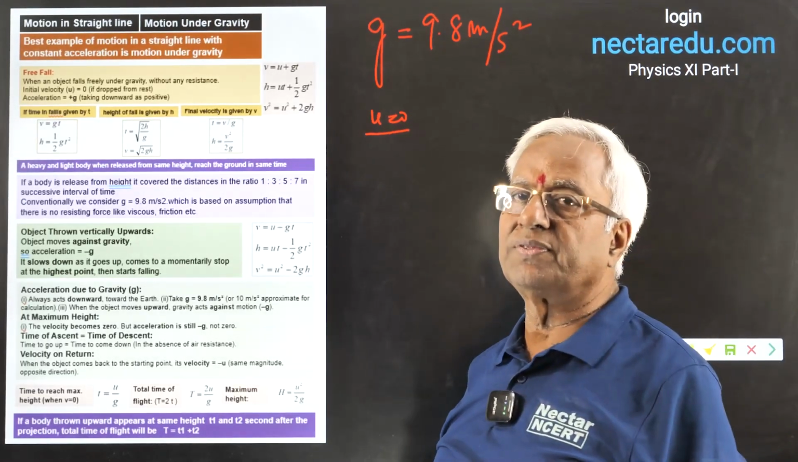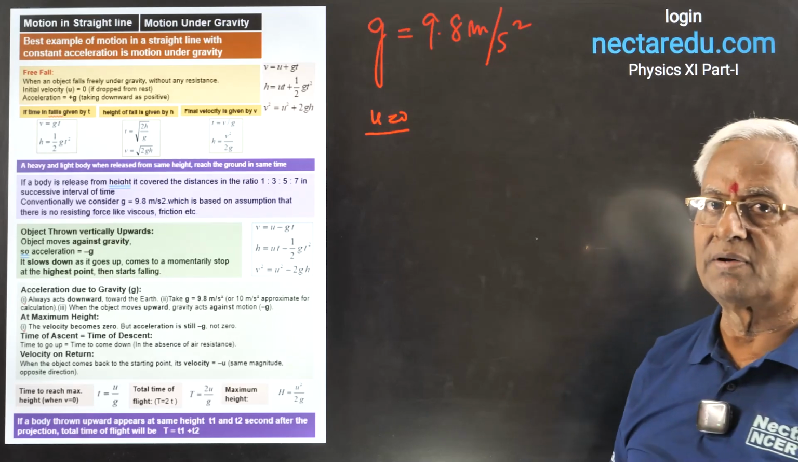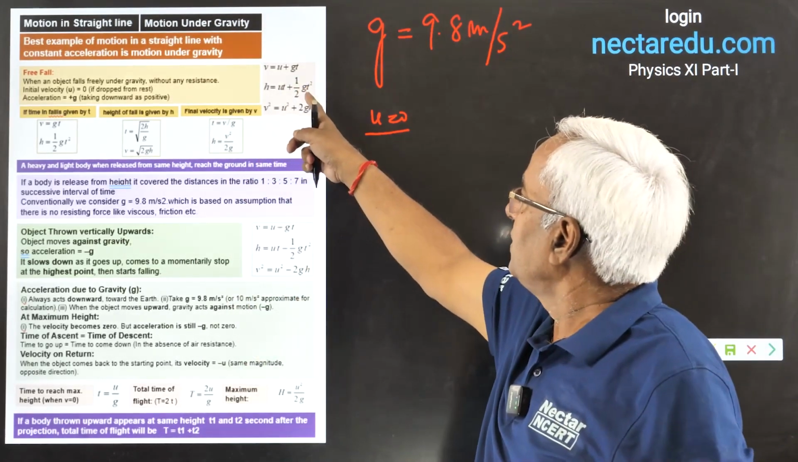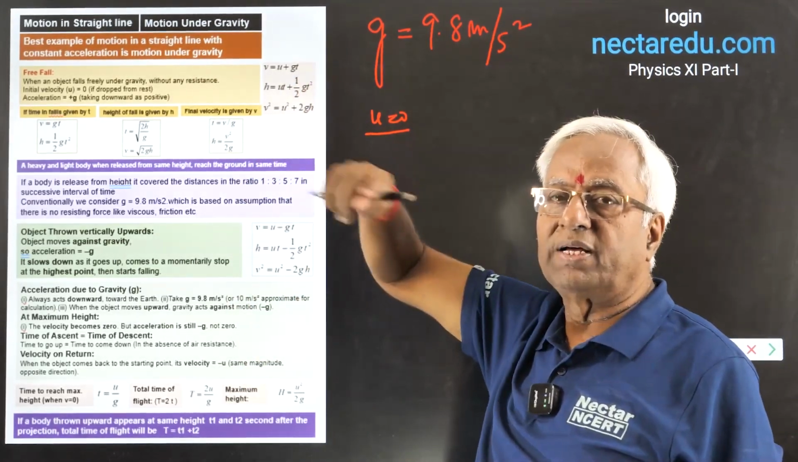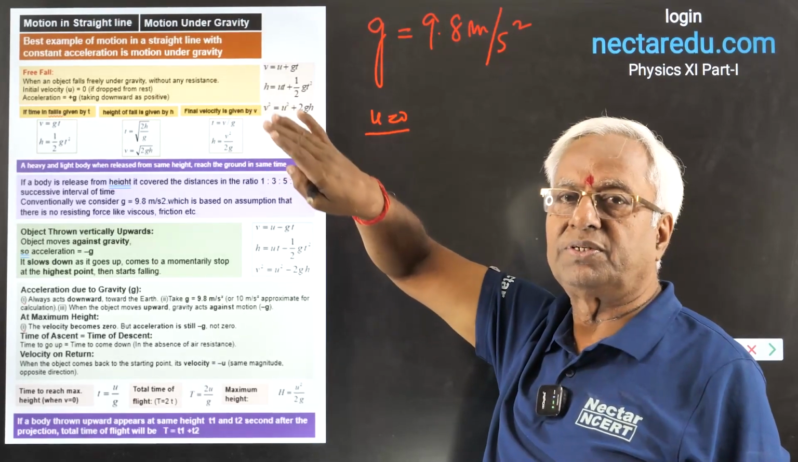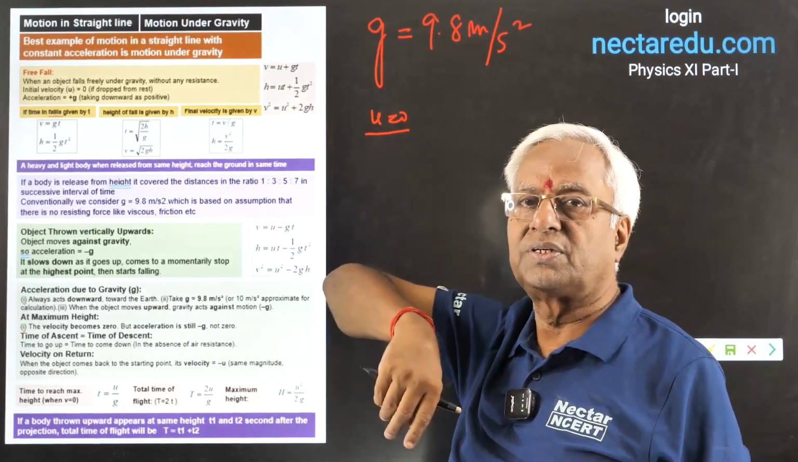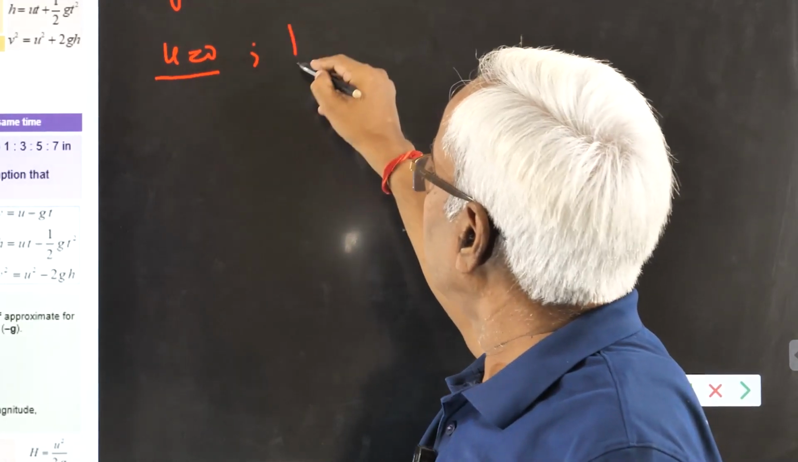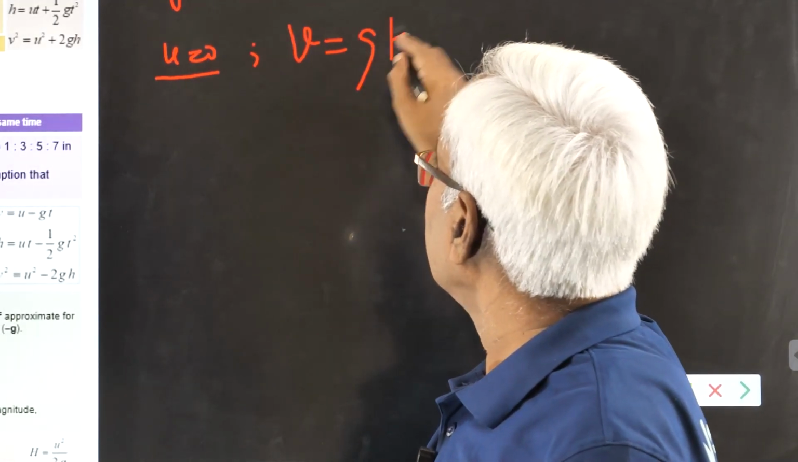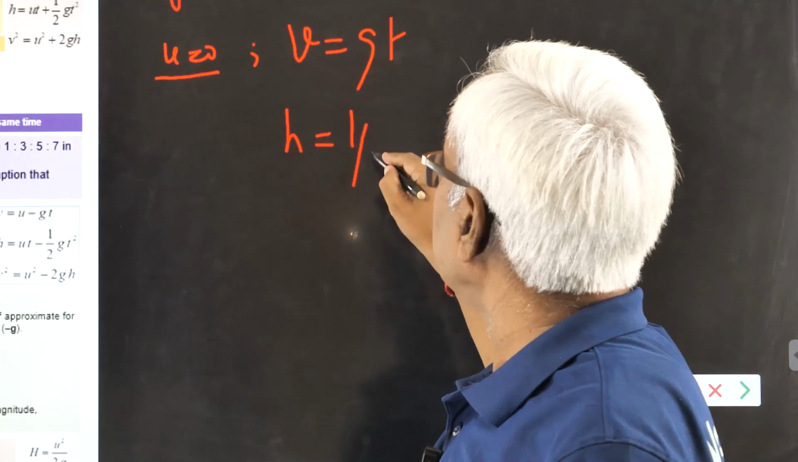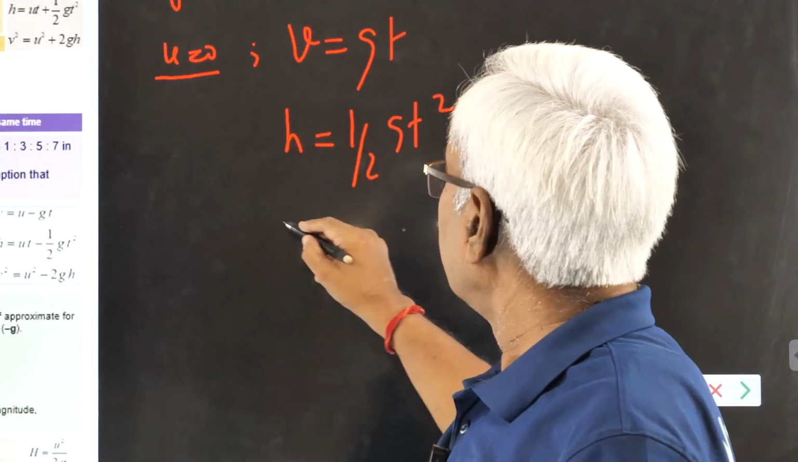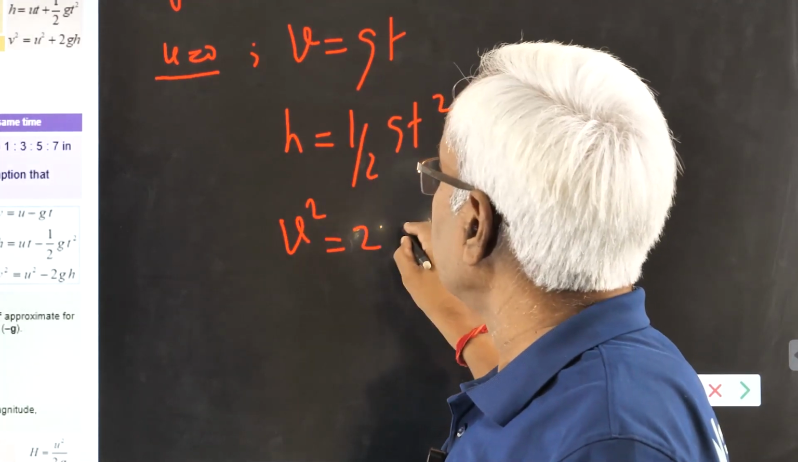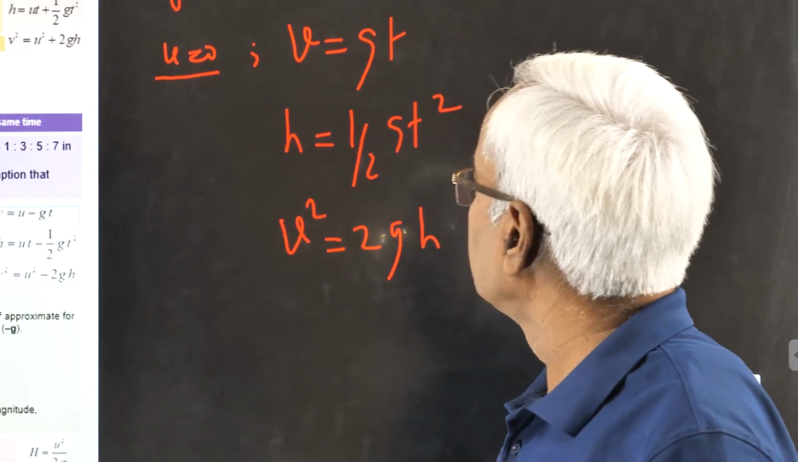All the three equations that we had, now in place of a we will replace g. All the equations: v equals u plus gt, h equals ut plus half gt square, v square equals u square plus 2gh. Now when u equals 0, then you are having only v equal to gt, h equal to half gt square, and the third one, v square is 2gh.